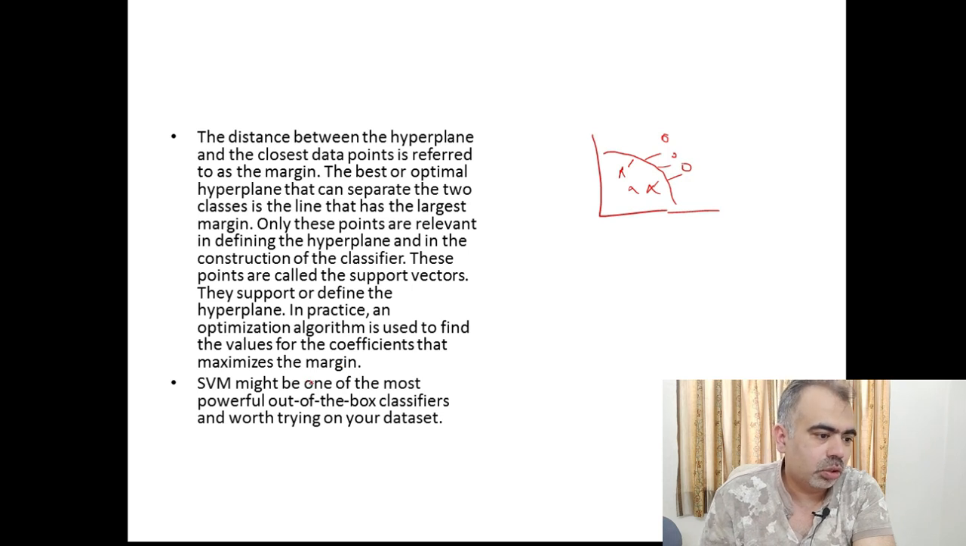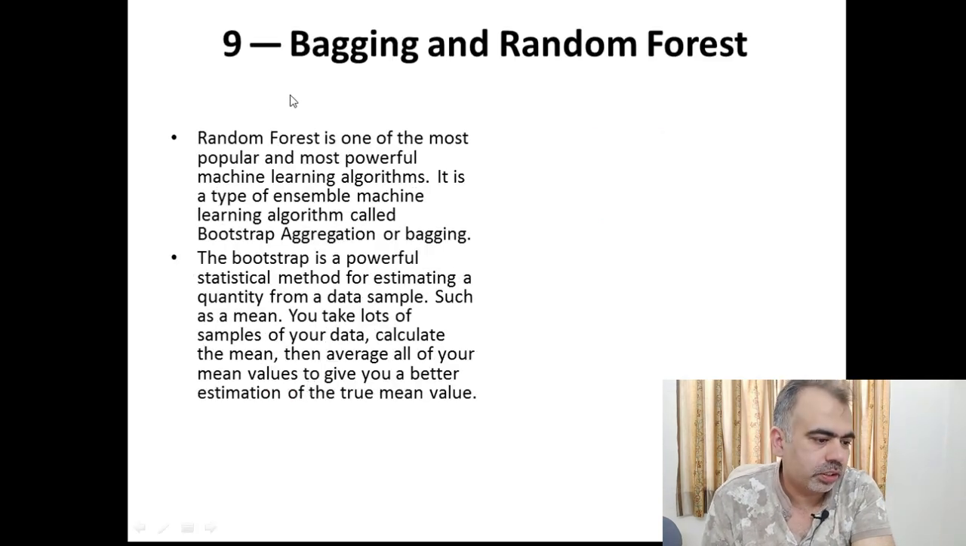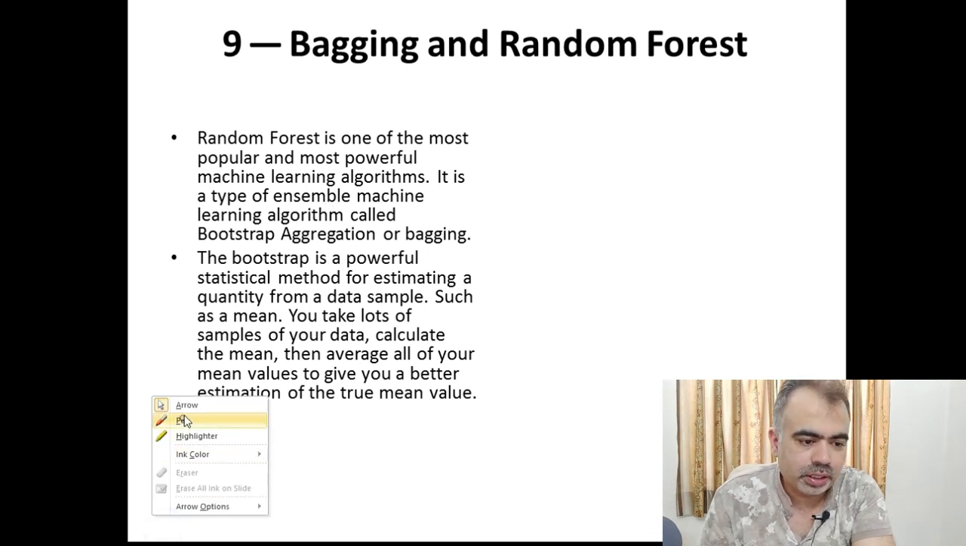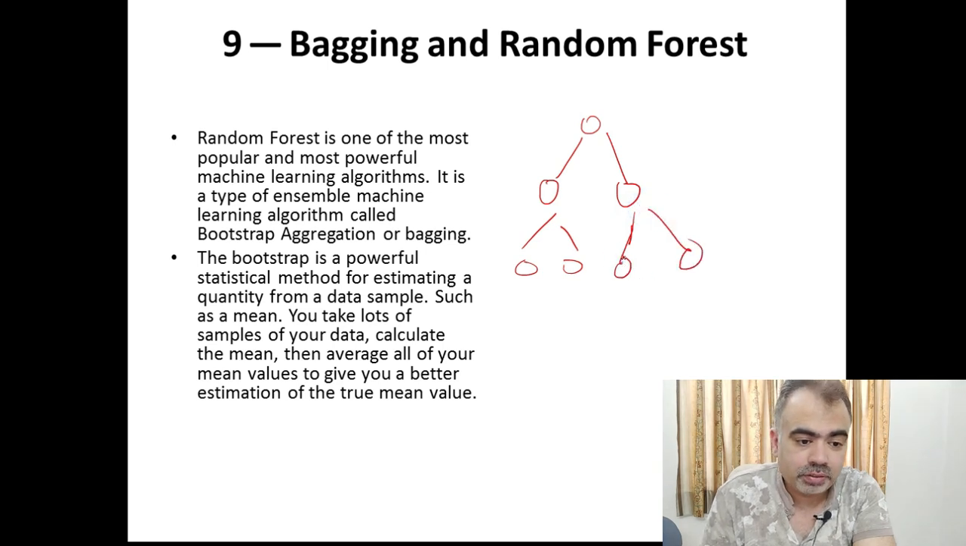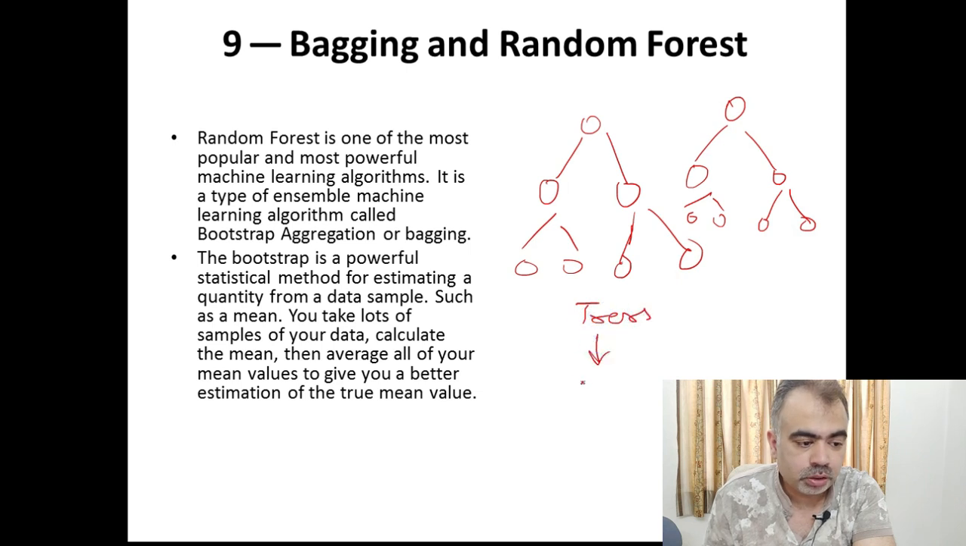So just wait. The next one is bagging and random forest. Random forest is again one of the most important algorithms used in machine learning nowadays. Random forest is also a classification algorithm. We already learned the decision tree. And what is a tree? A tree has a root and leaves. But suppose we have a number of trees together, what is this called? If we club a number of trees, that becomes a forest. So random forest is one of the most popular and most powerful machine learning algorithms.